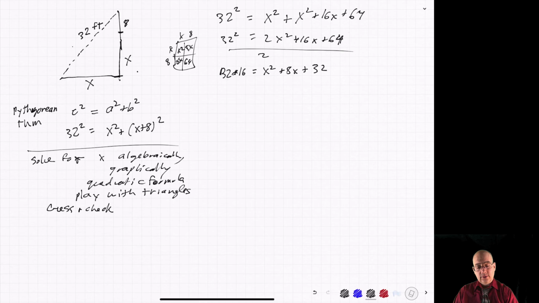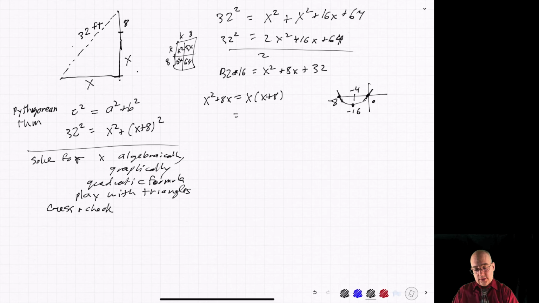Now I've got 32 on the right, so I guess I could first see what happens with this x squared plus 8x. So remember my little trick of x squared plus 8x. You can write that as x times x plus 8, so the zeros are at 0 and minus 8, like so. And the vertex is going to be at minus 4. And minus 4 times 4 is minus 16.